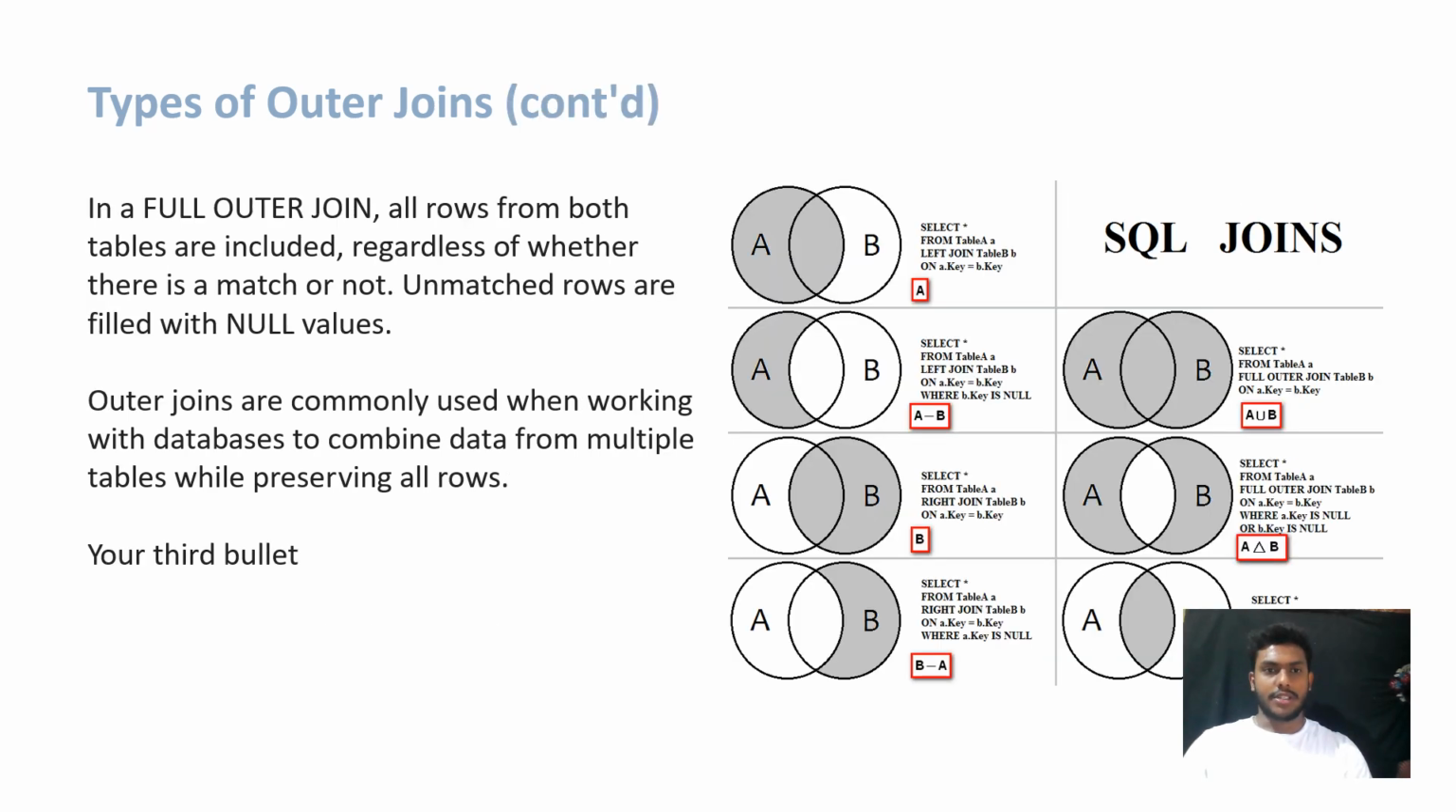Types of outer joins. In a full outer join, all rows from both tables are included regardless of whether there is a match or not. Unmatched rows are filled with null values. Outer joins are commonly used when working with databases to combine data from multiple tables while preserving all rows.